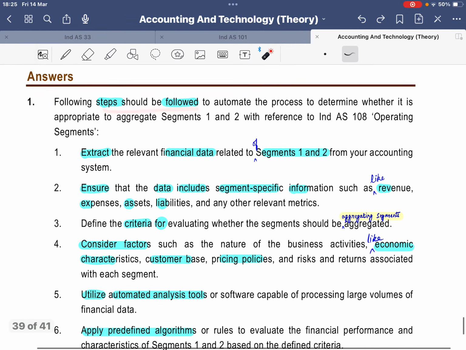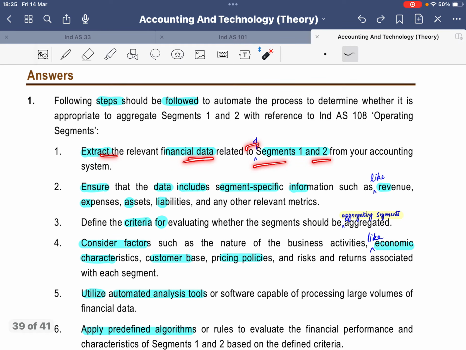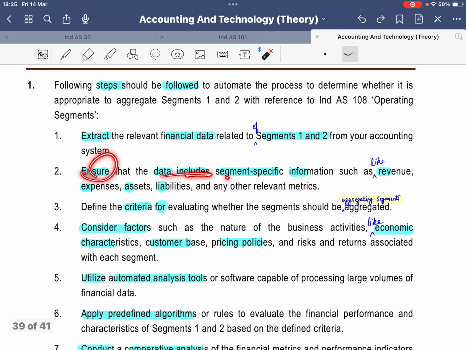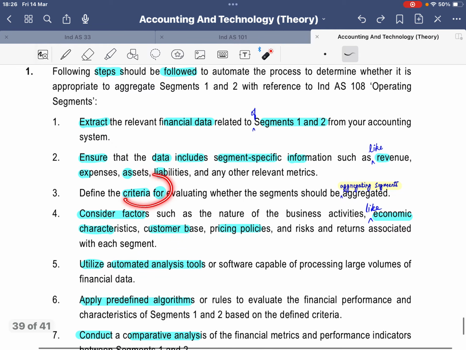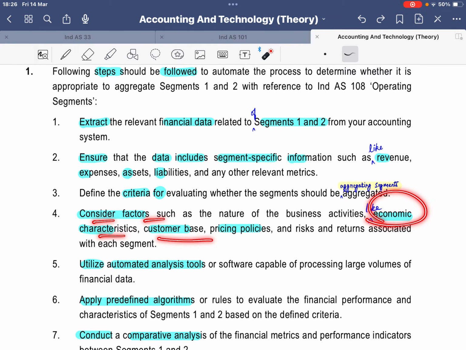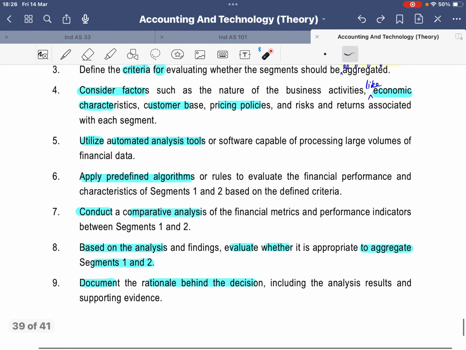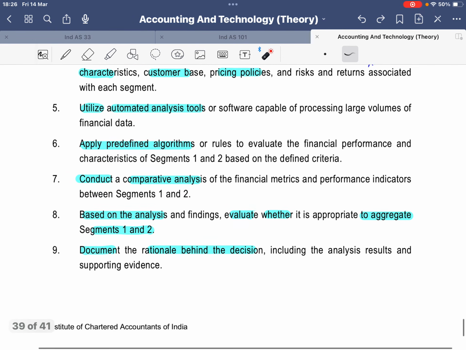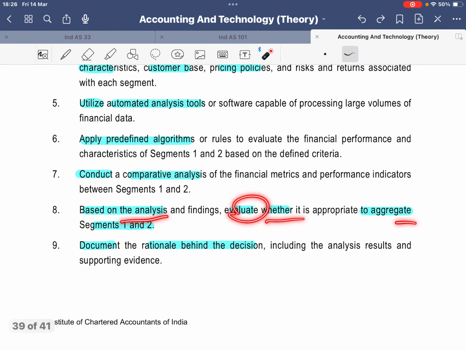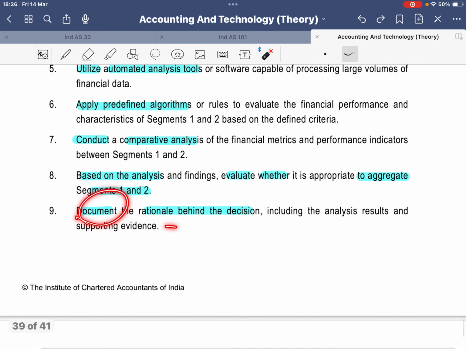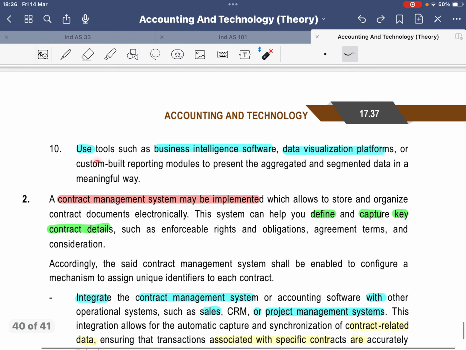Solution. Steps to be followed. Extract financial data of segments 1 and 2. Ensure data includes segment specific information like revenue, expense, assets and liabilities, etc. Criteria for aggregating segments: consider factors like economic characteristics, customer base, pricing policies. Utilize automated analysis tools. Apply predefined algorithms. Conduct comparative analysis. Based on the analysis, evaluate whether to aggregate segments 1 and 2. Document rationale behind the decision. Use business intelligence software or data visualization platform.